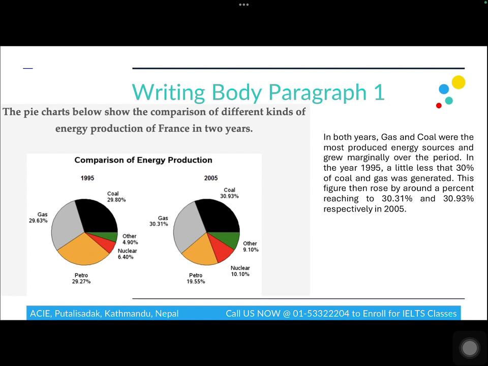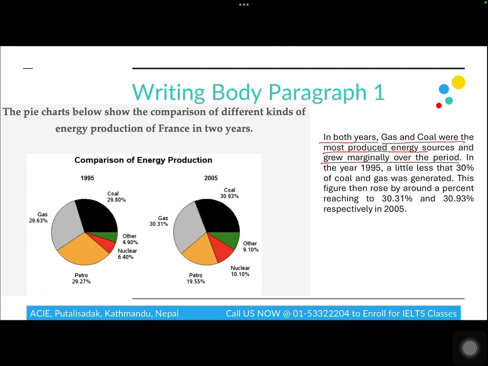Moving on to writing the body paragraph for this question, we know that we always start the body paragraph with a topic statement, right? So in both years, gas and coal were the most produced energy sources and grew marginally over the period. Now, as we just discussed, we made a note by grouping similar information, and I mentioned two ways of grouping information. The first one was on the basis of similar trends, which was increasing or decreasing trend, and the second one was by benchmarking data, right? So we are going to write our body paragraphs and divide the content by following the second way of grouping information, which was by benchmarking data.